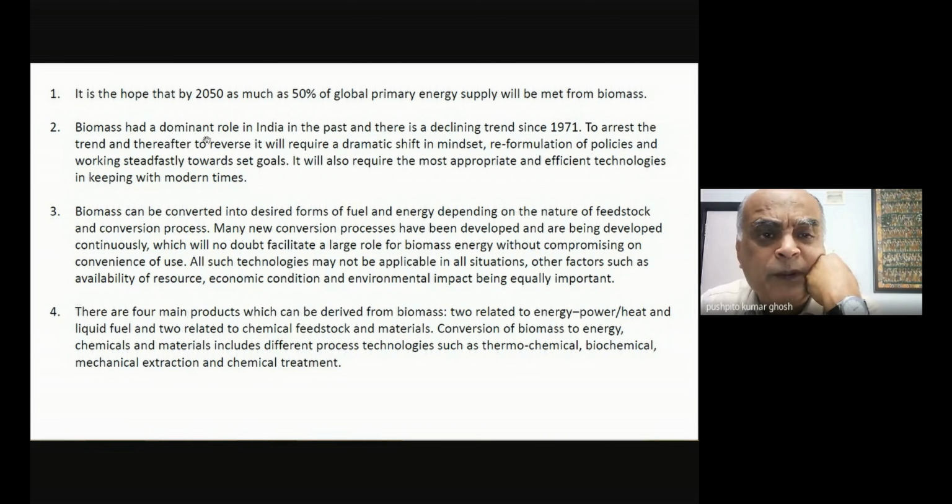Biomass had a dominant role in India in the past, and there is a declining trend since 1971. The reason is that fossil fuels started proliferating everywhere, and so even people who were collecting twigs and burning them switched over. I'm not saying there's anything wrong in doing that. After all, we're all doing it. But the fact is that those things are going to come to an end.